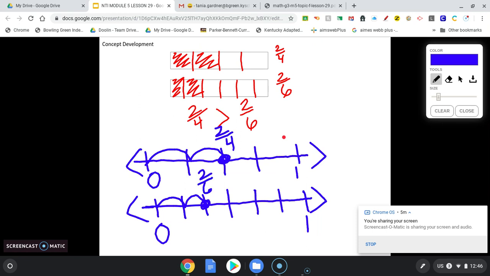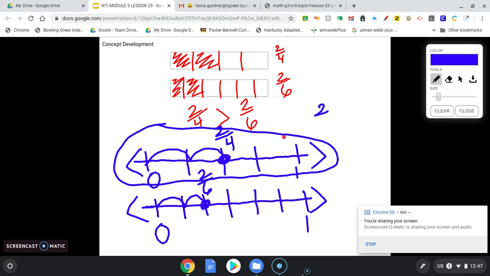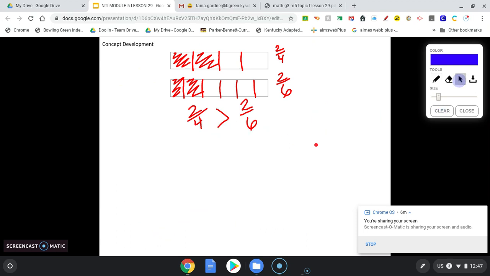So this is 2/6. So is 2/6 closer to 1 whole? Very good. So no, it is not. 2/4 is closer to 1 whole. So we know that 2/4 is still greater than 2/6. So we saw that both in our fraction strips and also in our number lines. Very good job. Let's keep going.